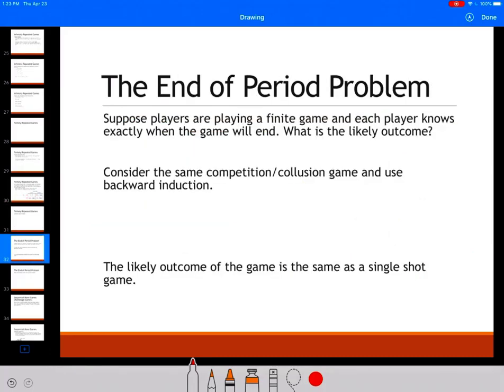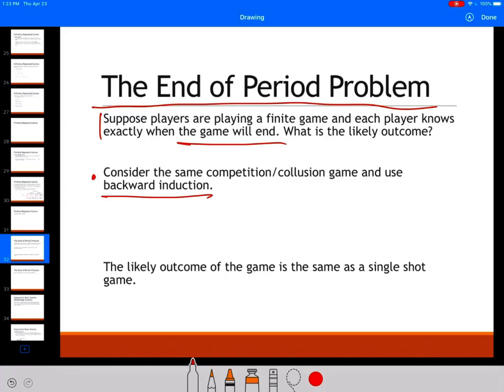And this is what we call the end of period problem. This is the problem that arises when everyone in the game knows when the last period is. So suppose players are playing a game, and each player knows exactly when the game will end. The question is, what's the likely outcome? To think through this, you have to use what we call backward induction. That is, you start at the end and you work backwards.